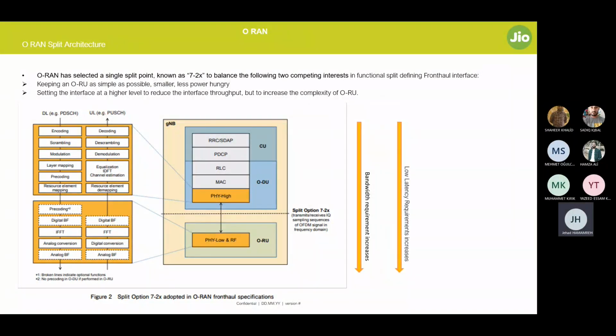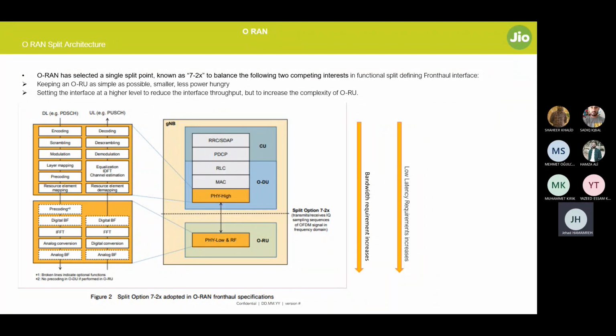But the split that's considered by Open RAN is 7.2x. And this split says the following. You have the physical low plus the RF in one part, under the open radio unit. And the other part of the gNodeB is going to be in a different solution, which includes the physical high, the MAC, the radio link control, the packet data convergence protocol, RRC, and SDAP. So this is the split.